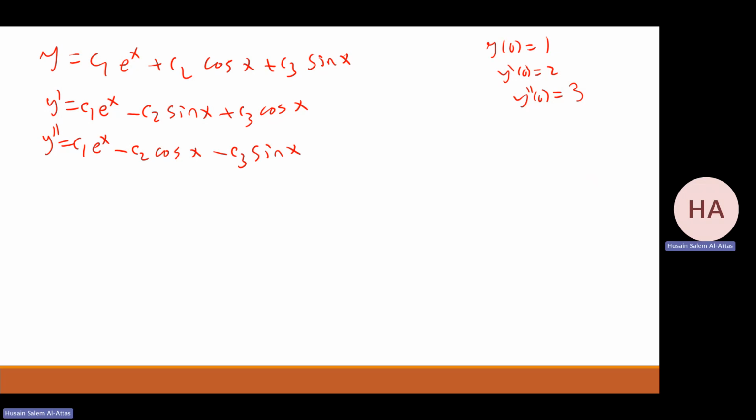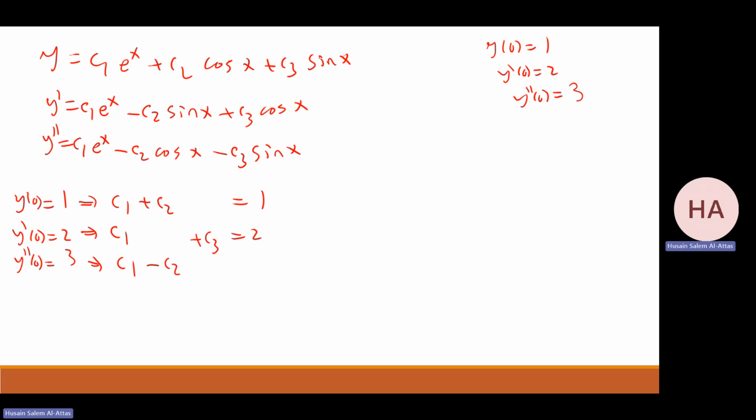Now do the conditions. y at 0 equals 1. So you have c1 times cosine 0, which is 1, plus c2, equal to 1. That's the first equation. y prime at 0 equals 2. You have c1 plus c3 equal to 2. y double prime at 0 equals 3. So you have c1 minus c2 equal to 3.